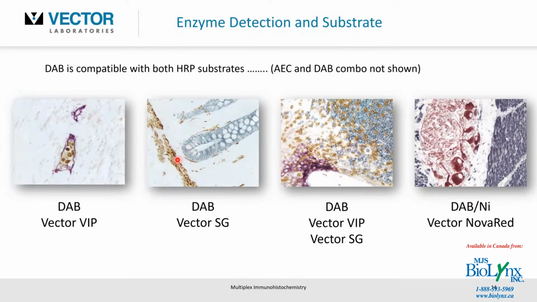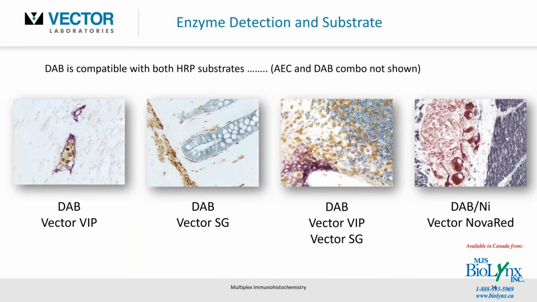Again, you can see a nice color demarcation there. Or indeed, you can put all 3 together on the one tissue section and get triple labeling. This is the VIP. This is a section of tonsil looking at some epithelium. Then you've got your B and T cells here highlighted with the DAB and the Vector SG. And then DAB with nickel, this is the slate gray or grayish black color over here. You can combine that with the Vector Nova Red.